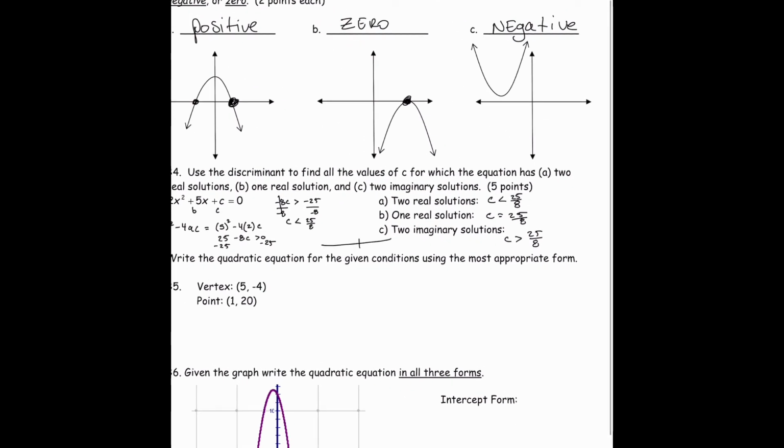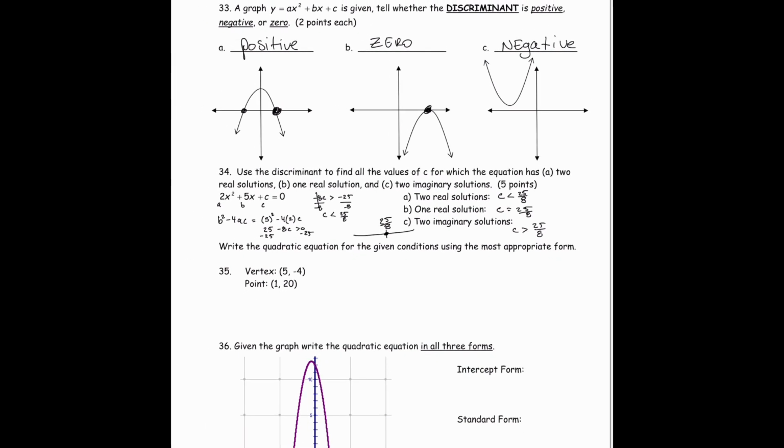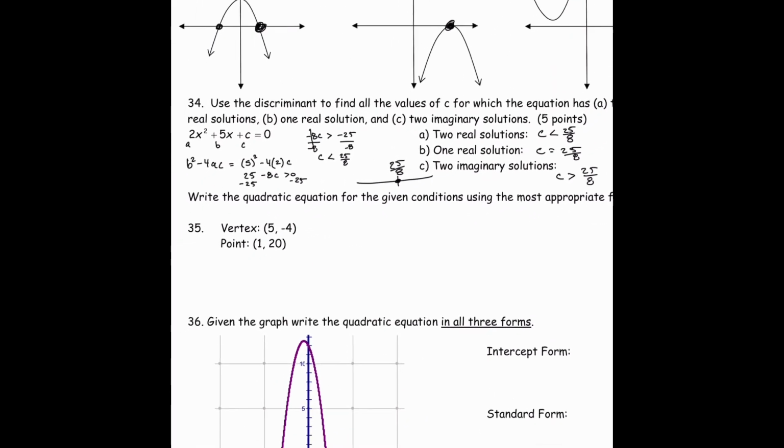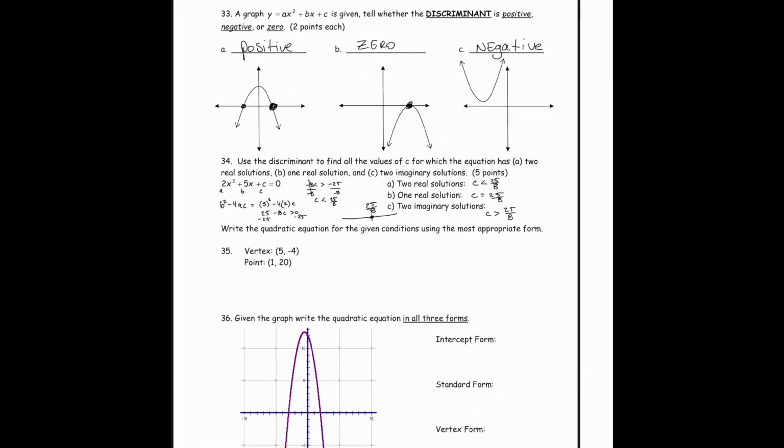So when C, 25/8, right? So there's three scenarios. You're either equal to it, or you're on the right of it, or the left of it. So depending on what value C is, compared to 25/8, will tell you how many roots you have or not. Two roots, one root, or no roots. Okay.